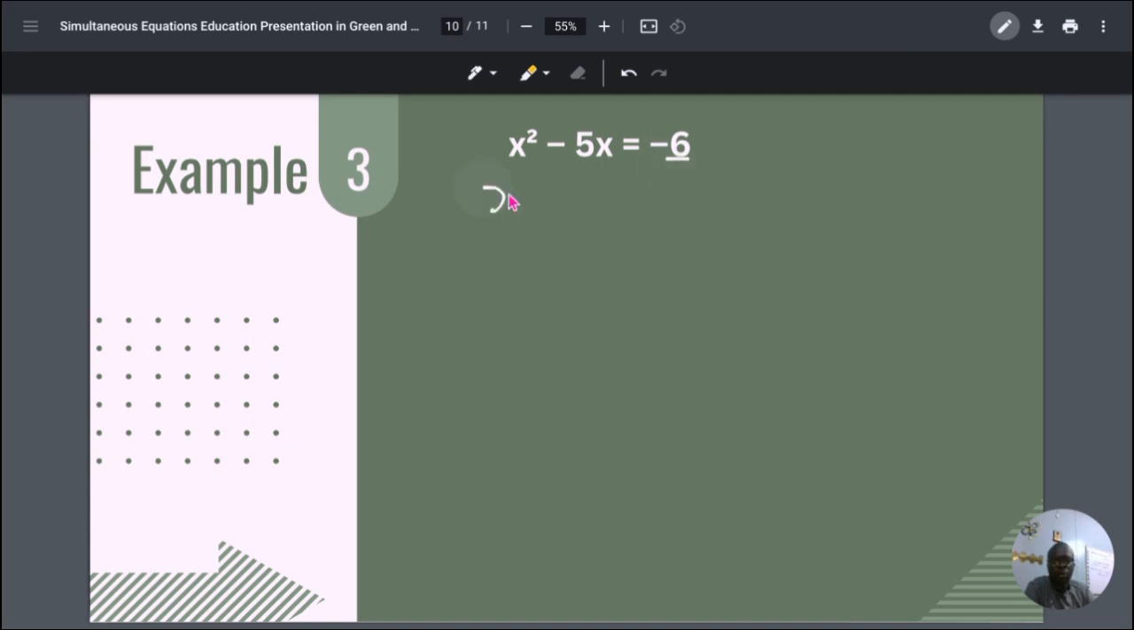So x squared minus 5x. So this is a minus, it moves into this place, it becomes a plus. So plus 6. x squared minus 5x plus 6 equals 0. You see that? So we must always equate the right hand side to 0. So minus 6 goes, jumping the equal to sign, becomes a plus.